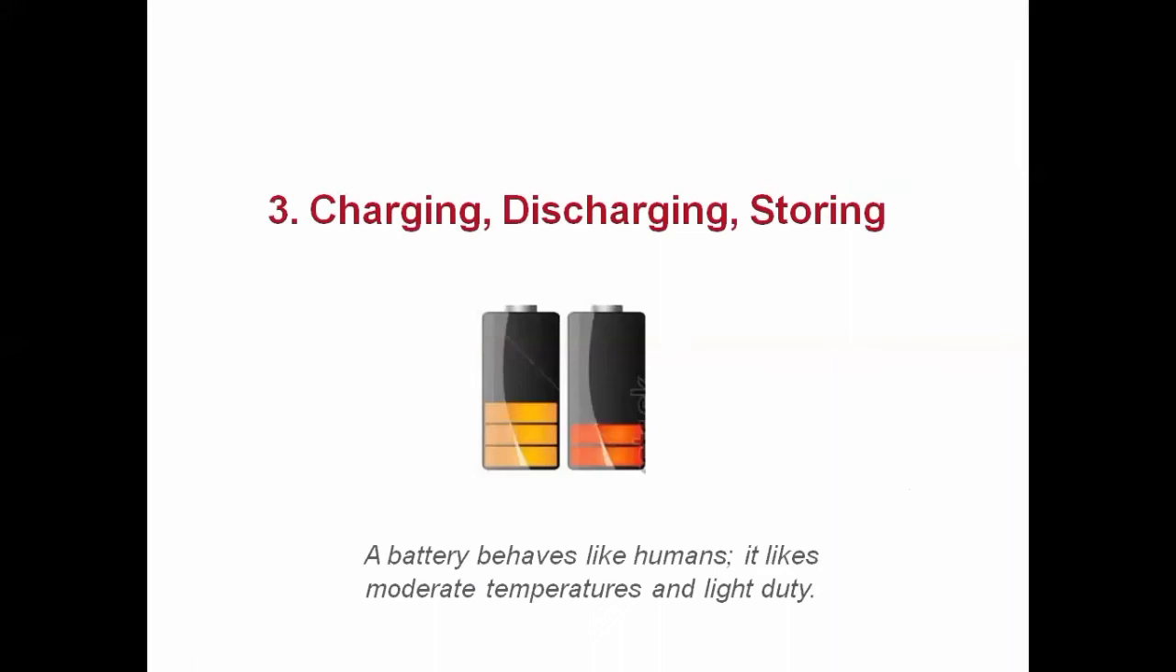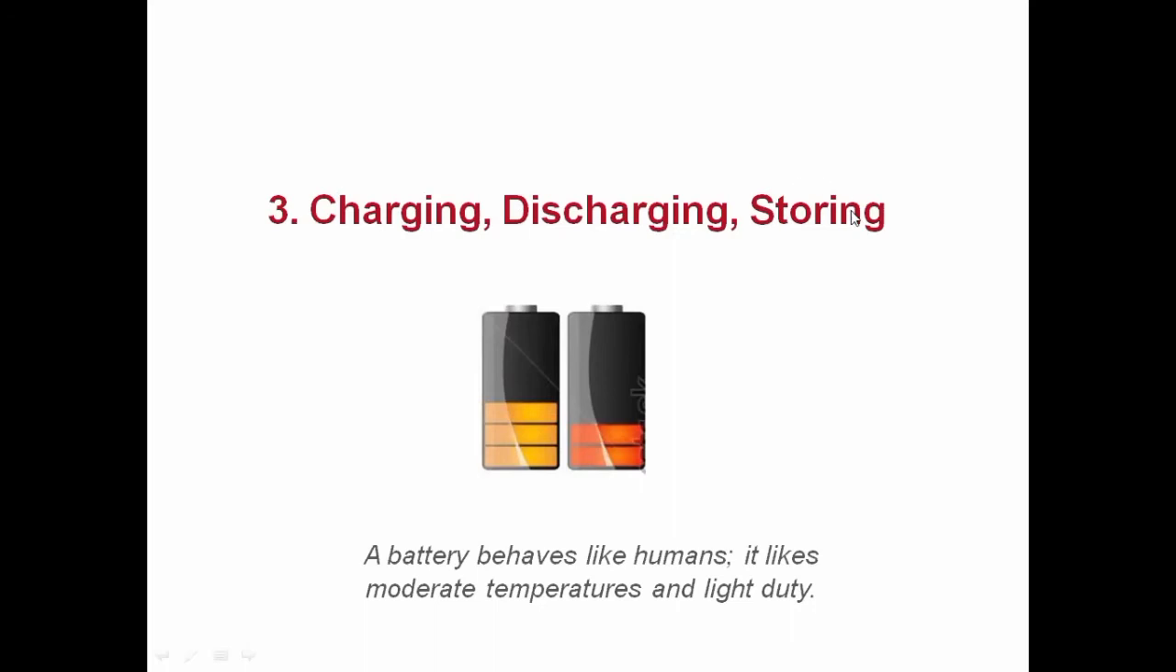Next, charging, discharging, and storing. Charging means the energy conversion is from electrical energy to chemical energy. We get the supply from the electric supply, and it is stored in the batteries in chemical form. That is called charging. Discharging: the stored chemical energy inside the batteries is transformed into electricity when connected to external circuits. So charging transforms electrical energy into chemical energy, and discharging transforms chemical energy into electrical energy.